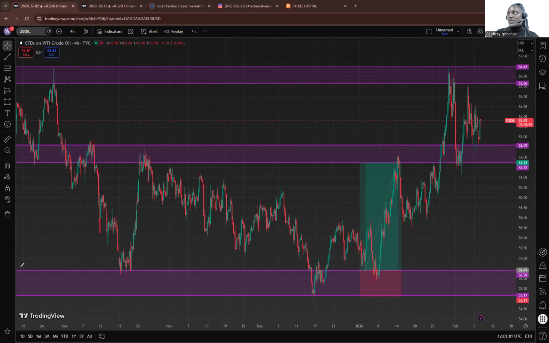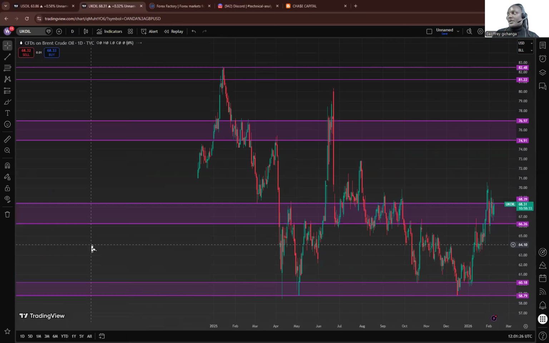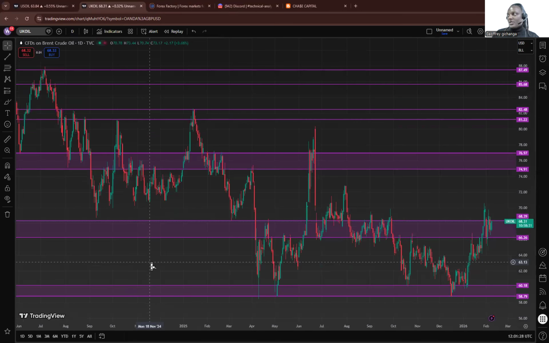Then for UK oil it is the same thing. You have from this demand all the way to this supply. Price breaks above, pushes down, breaks above again. So this one I'm looking at a potential break above for UK oil, with price pushing higher to the upside.